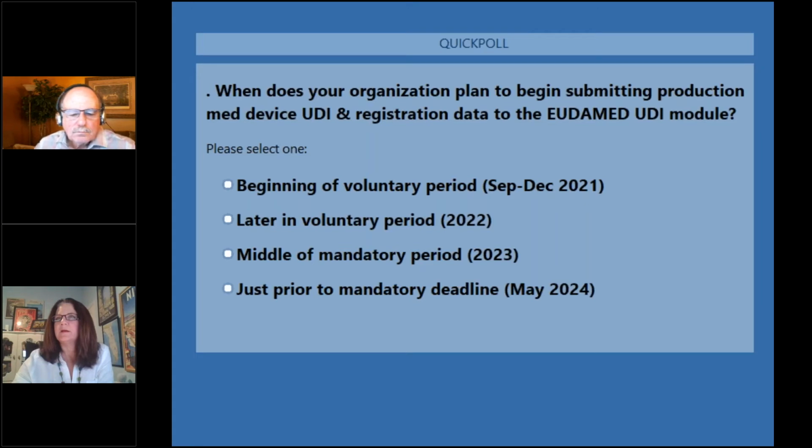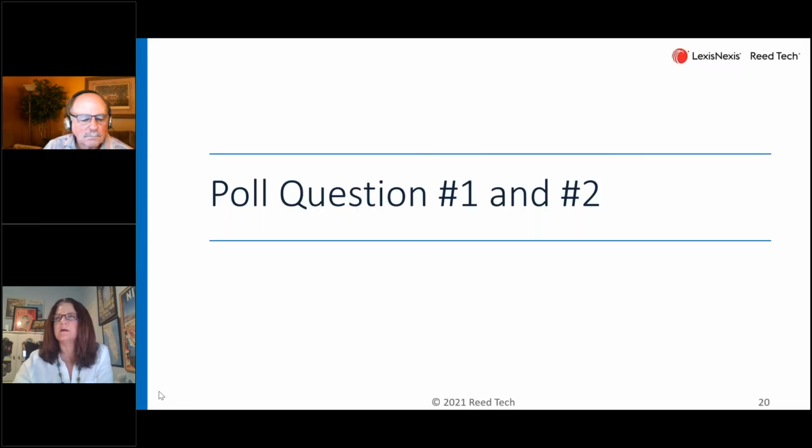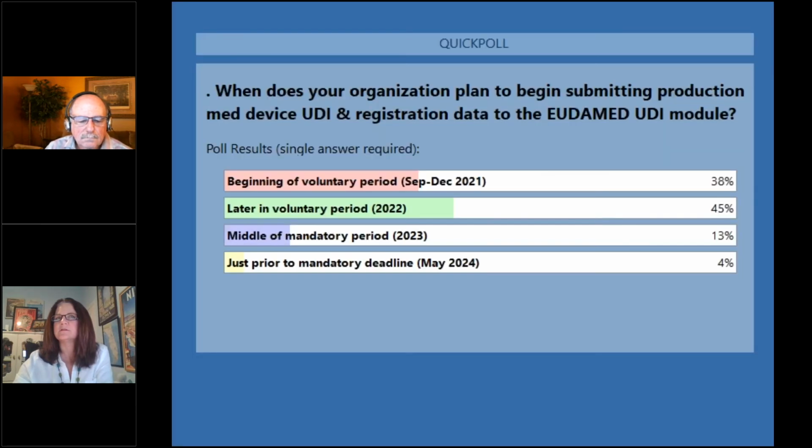Okay, and we'll give it a second or two here. Thanks for voting. Appreciate it. It's interesting to see what the readout is here. All right. Looks like just about everybody's voted. And let's share the results. So it looks like lots of folks are going to get an early start or later in the voluntary period, about 13% in the middle, and only a few waiting until the end. Great.